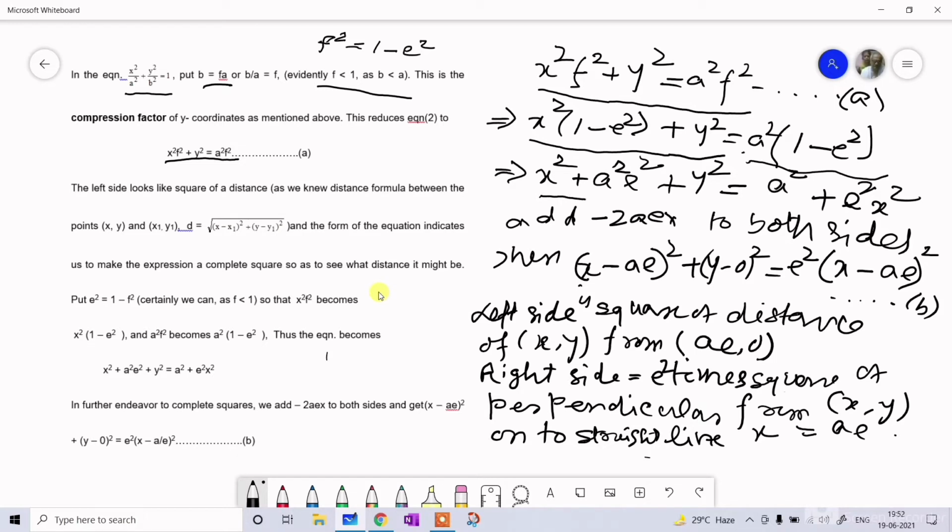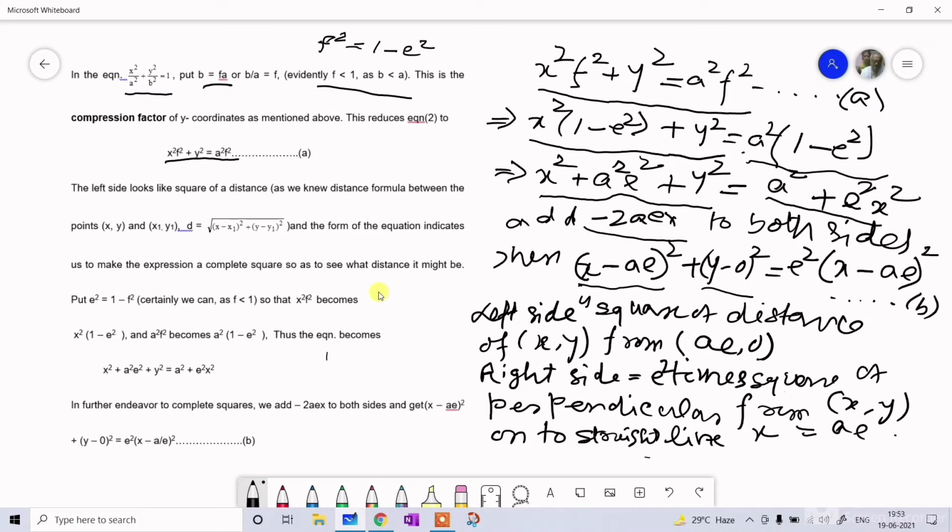This comes x square plus a square e square plus y square is equal to a square plus e square x square. Now add minus 2aex to both sides. So x square minus 2aex plus a square e square becomes (x minus ae) whole square, plus y square, which you write as (y minus 0) whole square, and you take e square common.